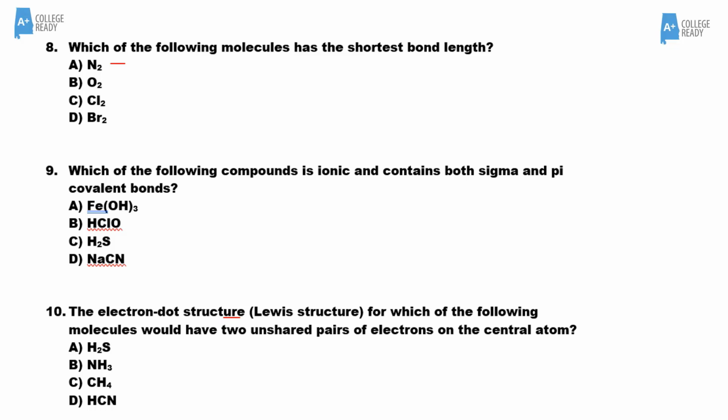For number 9, it's ionic, but it has sigma and pi covalent bonds. Ionic because it's got a metal, but how can you have both ionic things and covalent things? What you have to remember is that any polyatomic ion, like hydroxide here, is a covalent ion. So it's a molecule that's covalently bonded inside the molecule, but has an overall charge. So the hydroxide in iron hydroxide would be just a single bond, so that would only be a sigma bond. So that one's out.